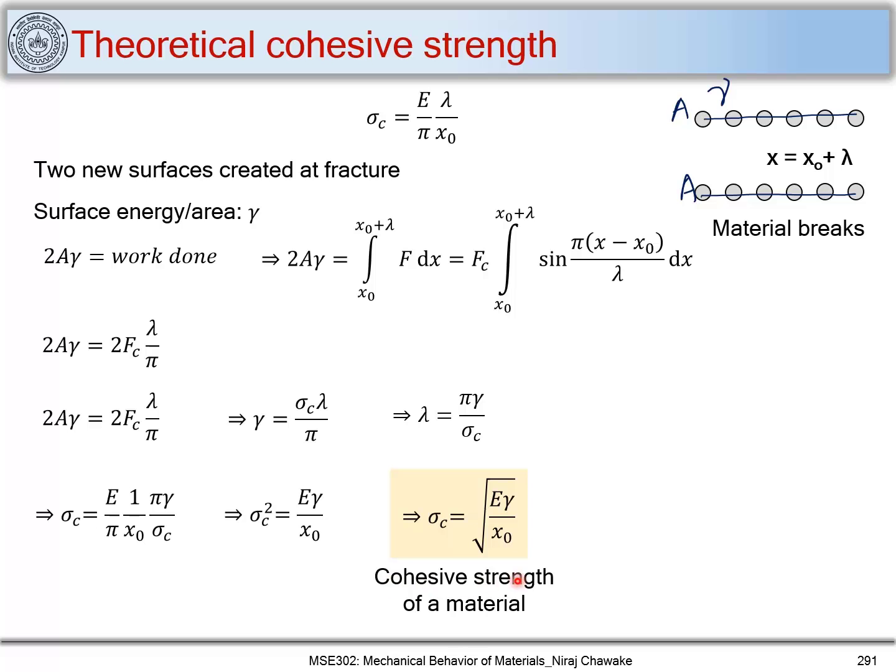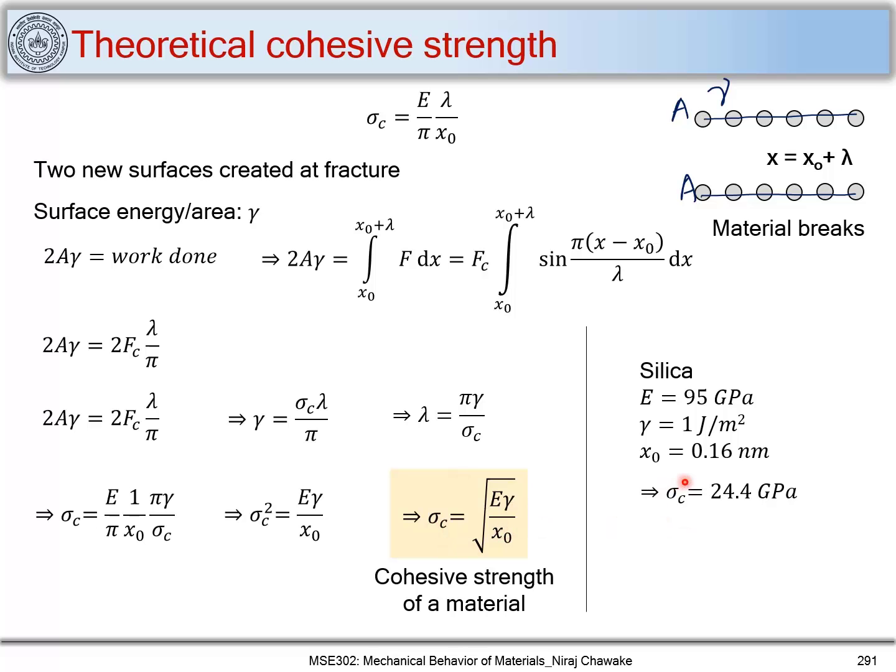So this is the cohesive strength of a material, and let's use this relation to estimate what can be the cohesive strength of silica. Silica is a brittle material, and let's get some of the values like E, gamma and x naught. So for silica, the Young's modulus is 95 GPa, gamma is something around 1 joule per meter square, and x naught is 0.16 nanometer. And when you use this relation, we find that sigma c is equal to 24.4 GPa.